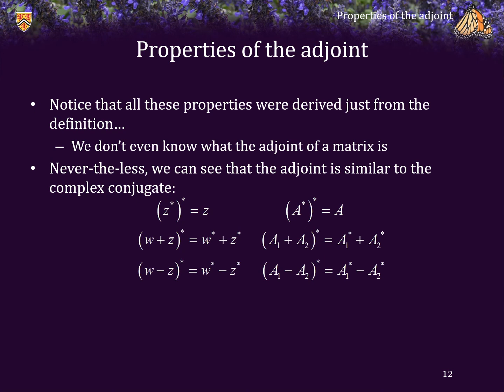Now, the similarities don't always hold. After all, for complex numbers, multiplication is commutative. Therefore, the conjugate of a product is the product of the conjugates. However, matrix or linear operator composition is not commutative. So therefore, we cannot say that the adjoint of a composition is the composition of the adjoints. Instead, we saw that the adjoint of the composition of B and A is the adjoint of A composed with the adjoint of B.